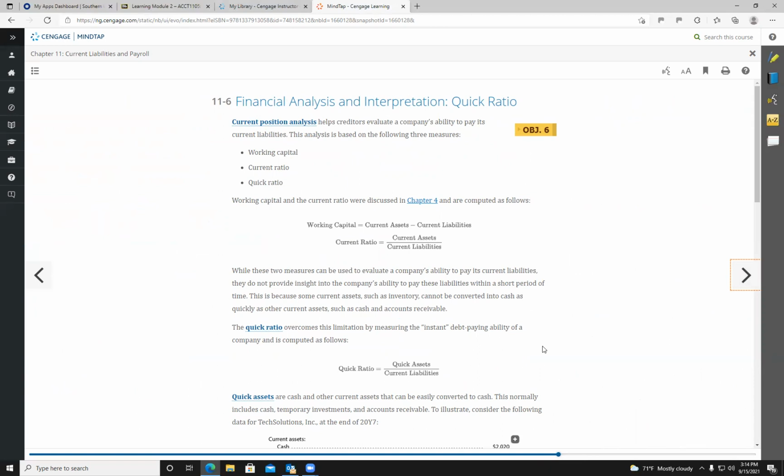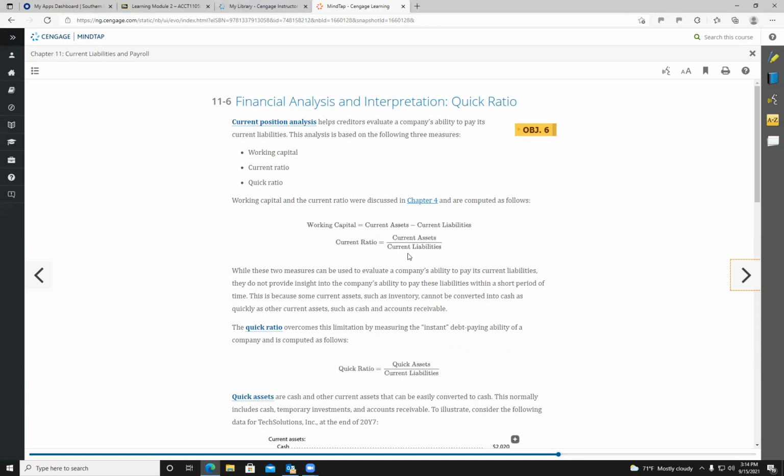Working capital and the current ratio, we discussed back in chapter 4. And it just shows you how we computed those, just to give you a reminder. So working capital is your current assets less your current liabilities. That gives you your working capital. Your current ratio is your current assets divided by your current liabilities. That's the number of times your company is able to pay its liabilities using its assets.